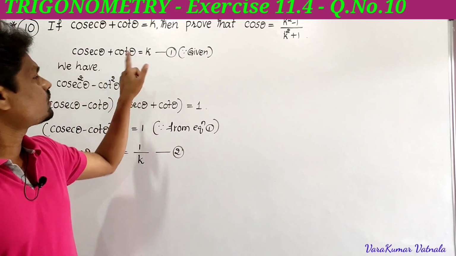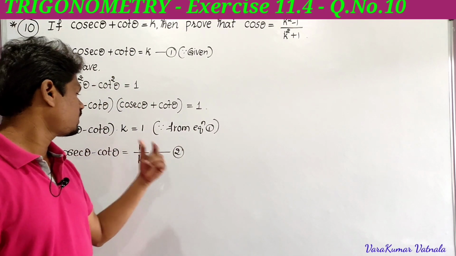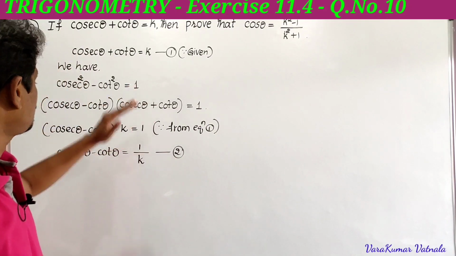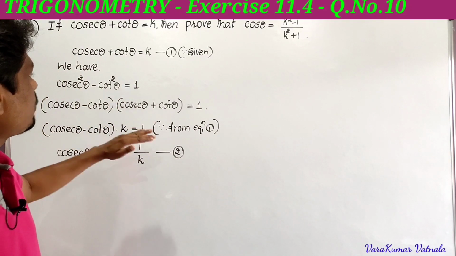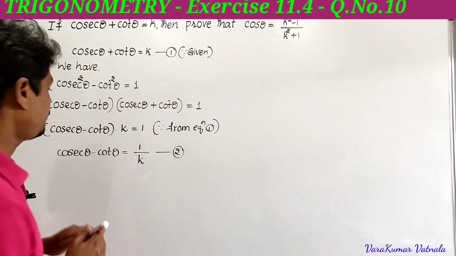So cosec theta plus cot theta equal to k, then we have cosec theta minus cot theta equal to 1 by k. This is equation number 2. So by adding equations 1 and 2, what we get, see here I am adding equations 1 and 2.